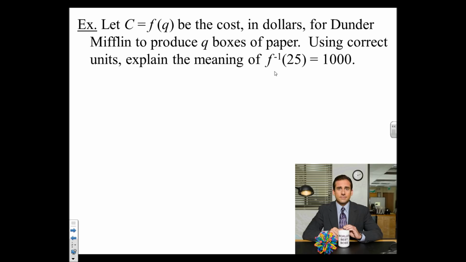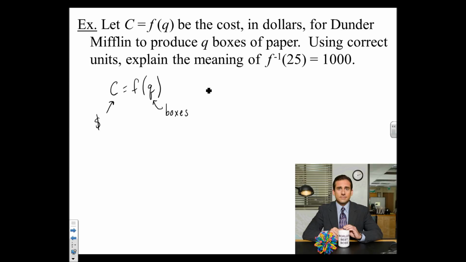So let's consider this example. Let C equal F of Q be the cost in dollars for Dunder Mifflin to produce Q boxes of paper. And using correct units, let's explain the meaning of F inverse of 25 equals 1,000. Well, let's start with this. C equals F of Q. And by the way, the units are going to be a really good guide for this. So C is the cost, so the units for that cost is going to be measured in dollars. Q, well, we're told that Q is the number of boxes of paper. So the units for this would be boxes.